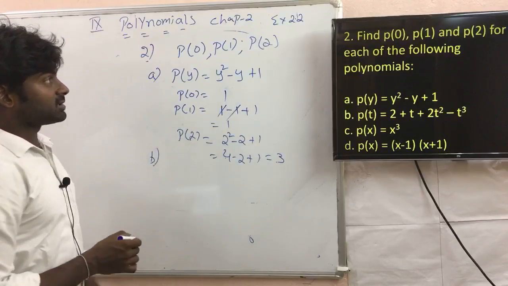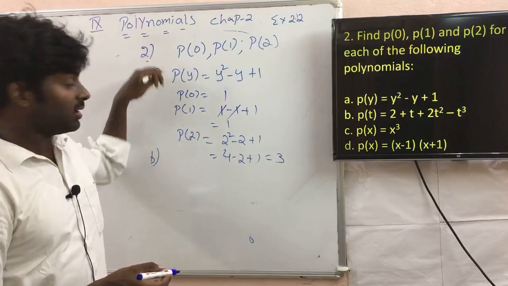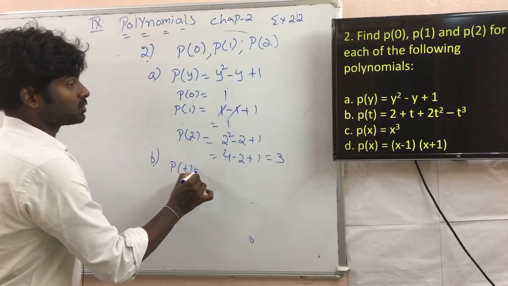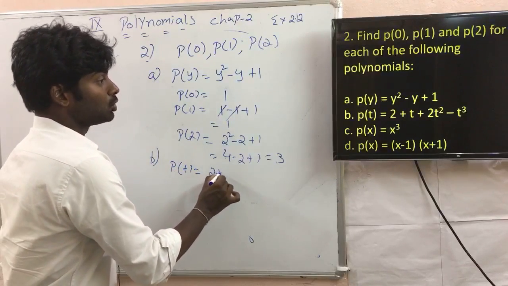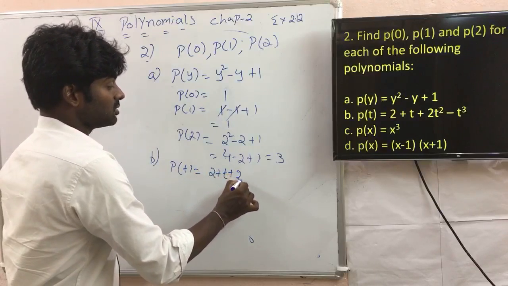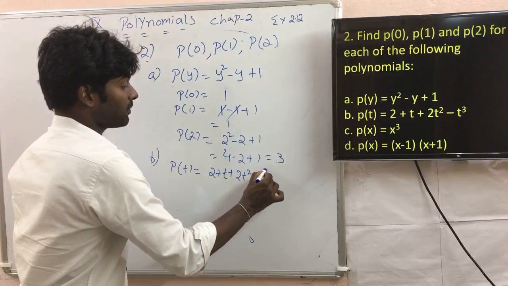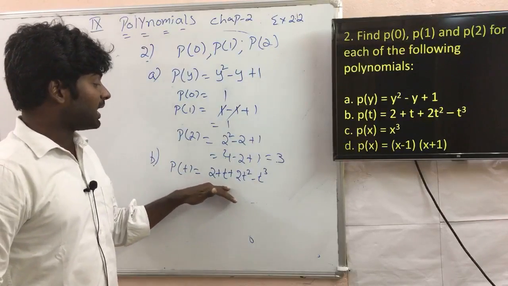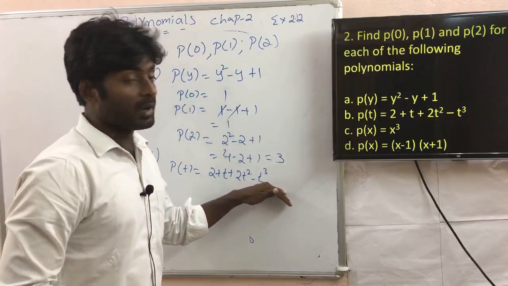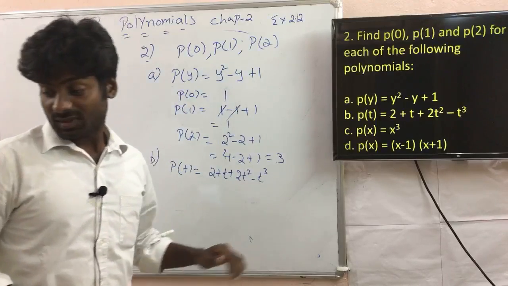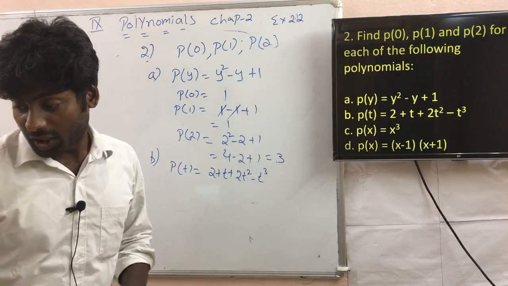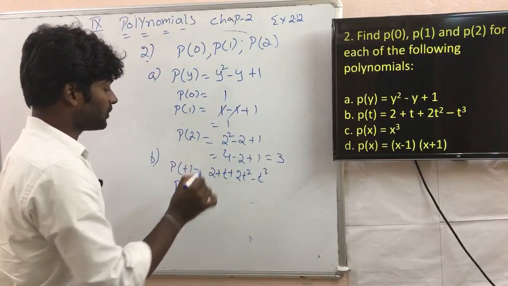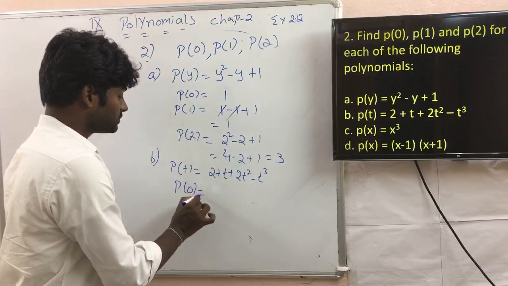Now we can move to the second sum in the same second main, exercise 2.2. P of t equals 2 plus t plus 2t square minus t cube. Again for this sum we have to find P of 0, P of 1, P of 2.